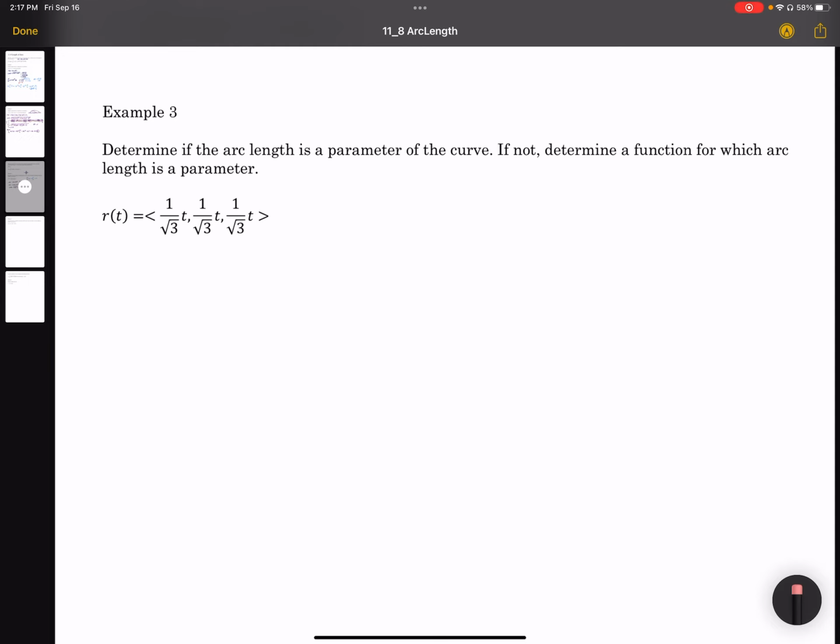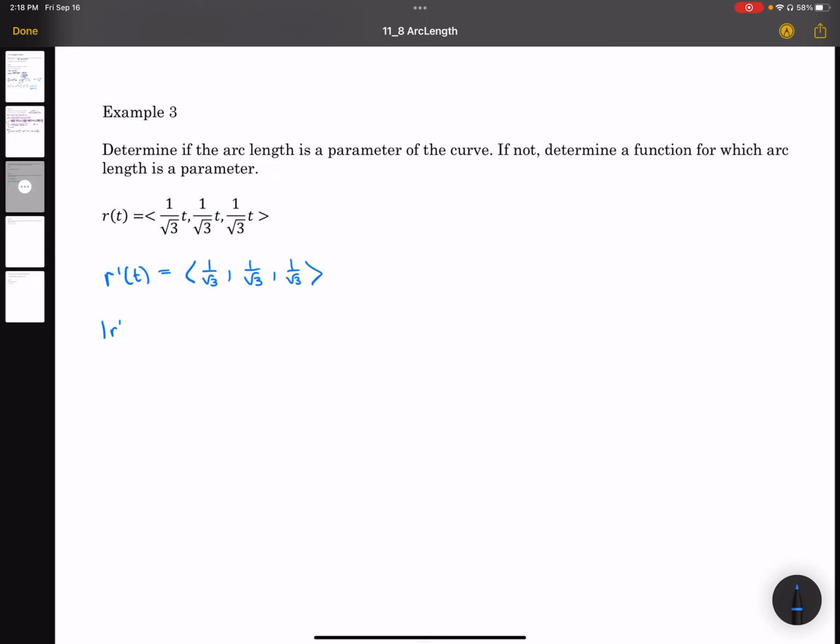So for this example, we want to determine if the arc length is a parameter of the curve. And all it means is that the magnitude of the derivative is 1. So let's see what we get. So we get r prime of t is equal to, all right, so all of these are 1 over square root 3. So all of our derivatives are 1 over root 3. So 1 over root 3, 1 over root 3, and 1 over root 3.